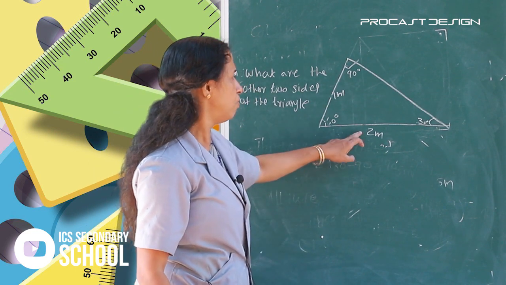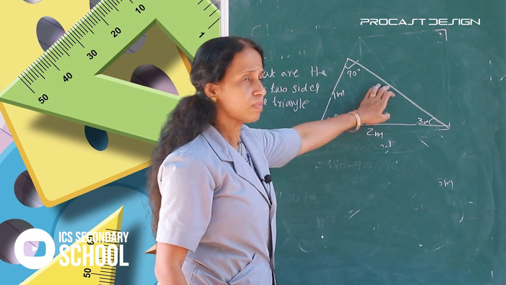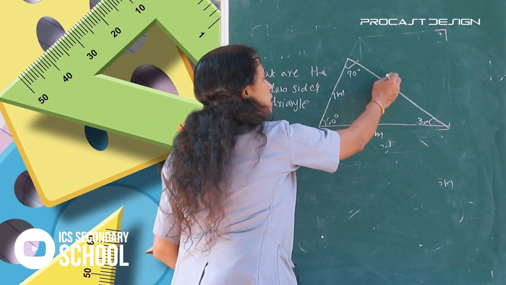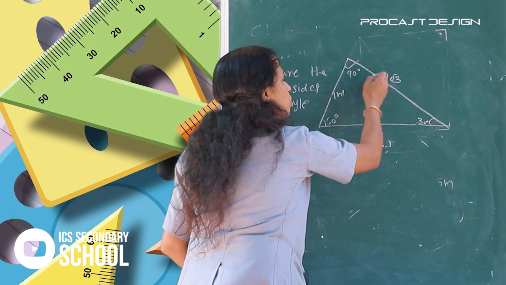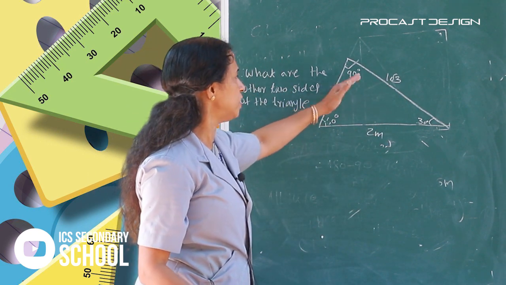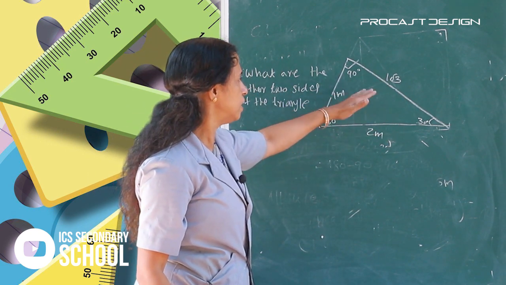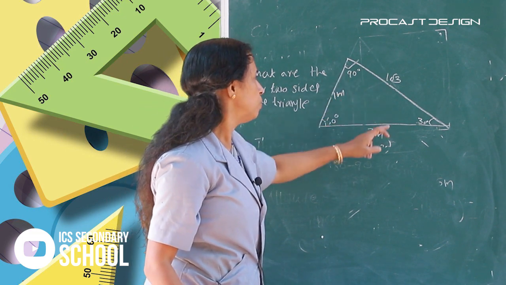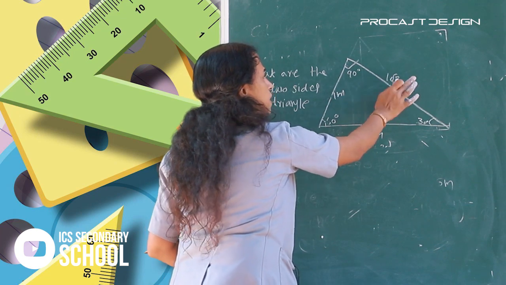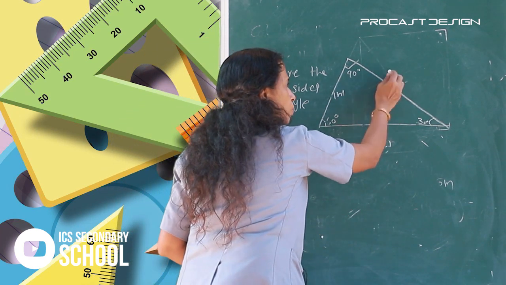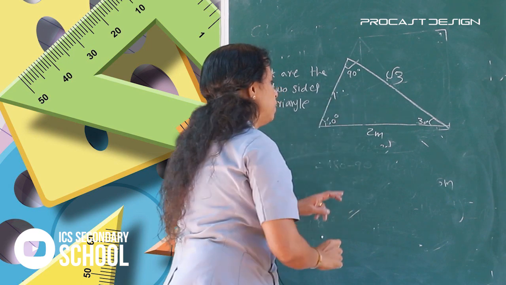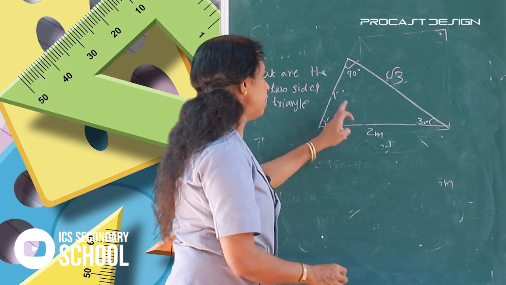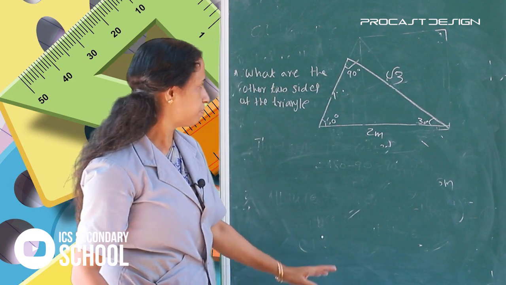The shortest side is equal to 1 meter, and the third side is equal to 1 root 3. The third side is equal to root 3 times the shortest side. But 1 times root 3 is equal to root 3. So the sides are 2 meters, 1 meter and root 3. Okay.